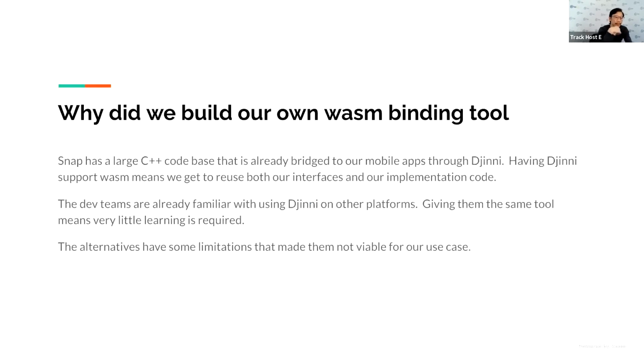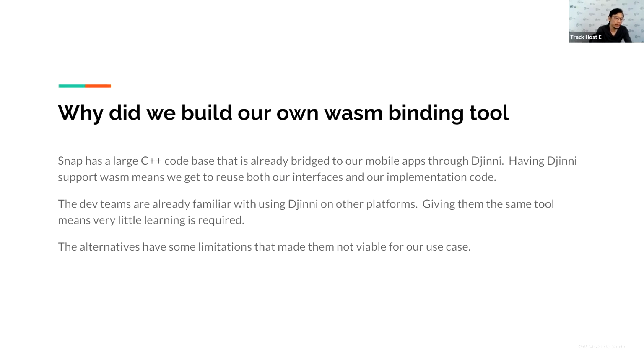Why did we build our own WebAssembly binding tool? There are a few existing tools around, but we have a fairly large code base that is already bridged to our mobile apps through Genie. Having Genie support WebAssembly means we get to use these existing interfaces and existing implementation code with very minimal change. The dev teams are already very familiar with using Genie on other platforms, so giving them the exact same tool means very little learning is required.